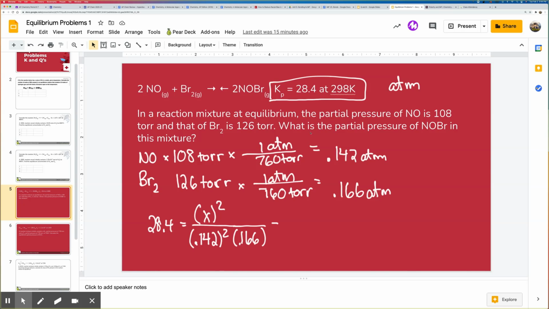You're going to go equals, and then you're going to take this and solve for it. So I'm going to take the 28.4 and multiply it by 0.142 squared, and I'm also going to multiply it by 0.166. What that gives me is 0.0951 equals x squared.